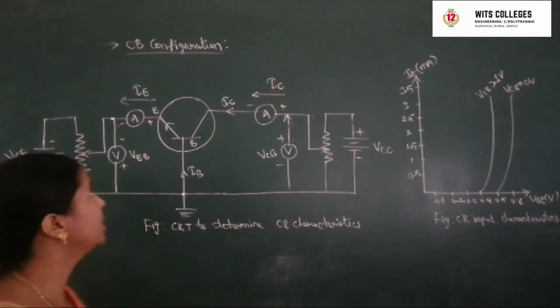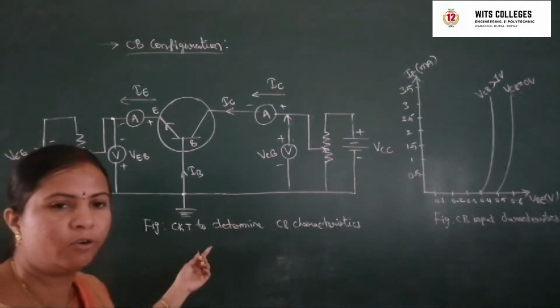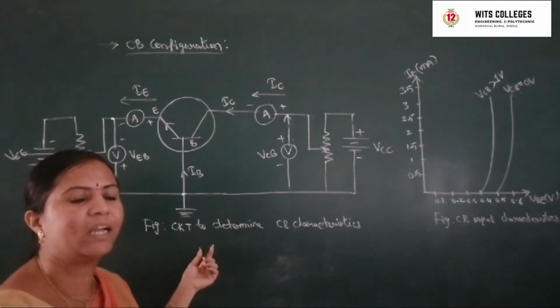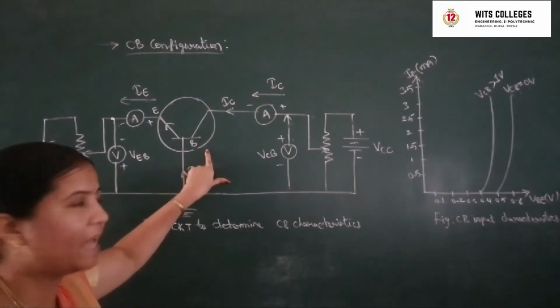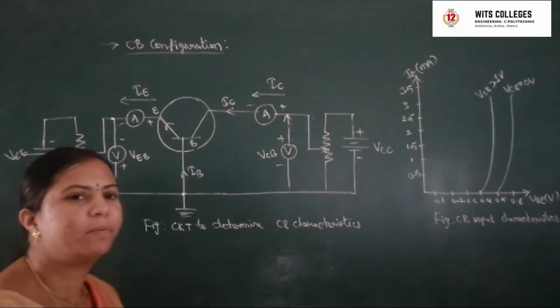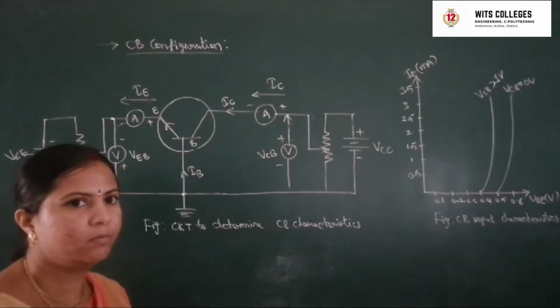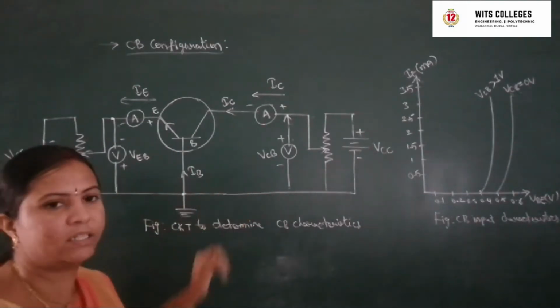Today we are going to start the topic common base configuration. So this is the circuit which determines the static characteristics of an NPN transistor in which configuration? Common base configuration. What is the meaning of common base configuration? The base terminal is common for both emitter and collector terminal.